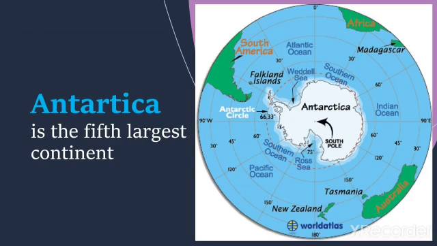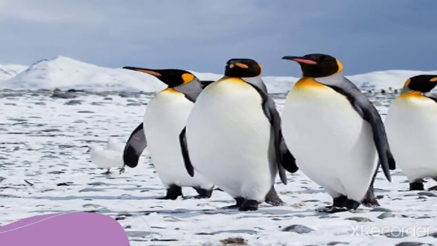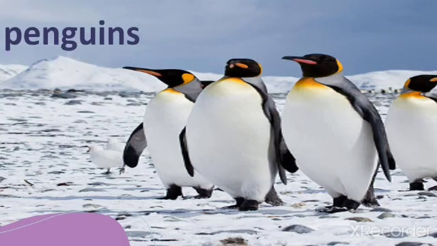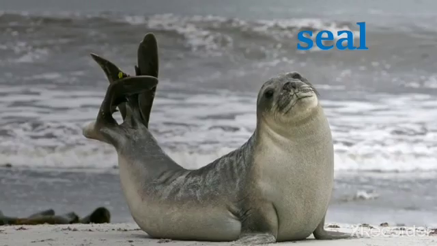Okay, the next continent, Antarctica. Antarctica is the fifth largest continent. Okay, this is the map of Antarctica. It does not have much life apart from scientists living in the research stations and wildlife such as, students, do you know what is this? Penguins, whales, seals. Okay? Wildlife such as penguins, whales, and seals.